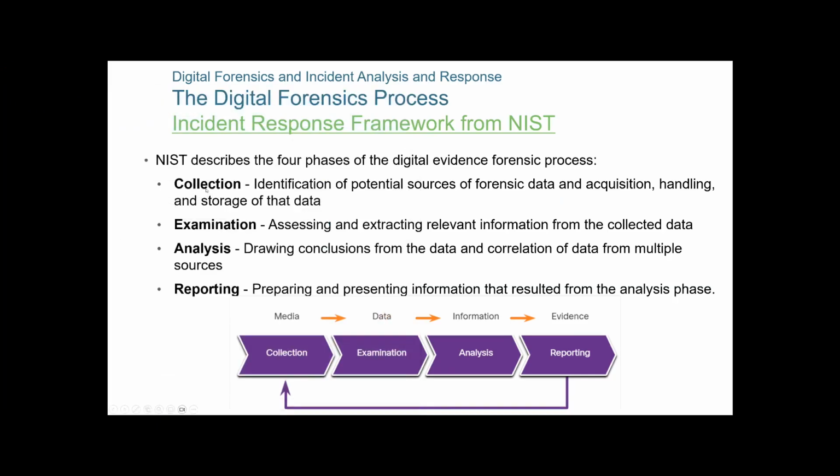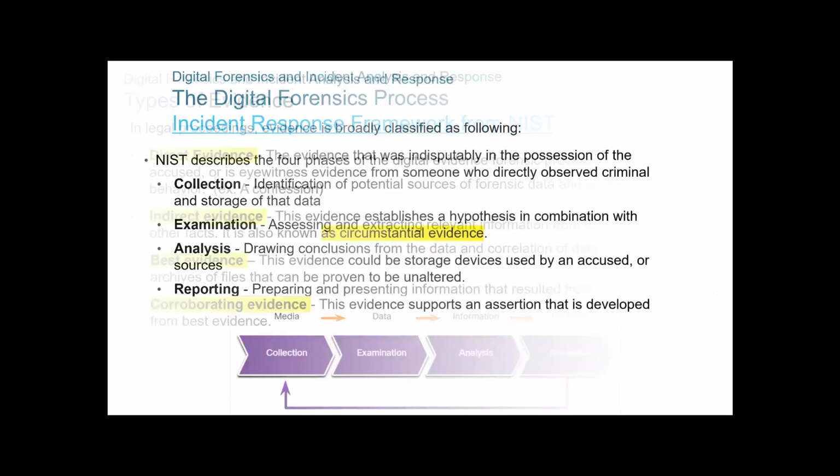NIST talks about the 4 phases of the digital evidence process. Collection: you're collecting that forensic data just like you would for any kind of event that takes place. You examine it, you extract any relevant information, then you have to draw some kind of conclusions from the data, and then you report. Of course, there is a certain process for all of that.